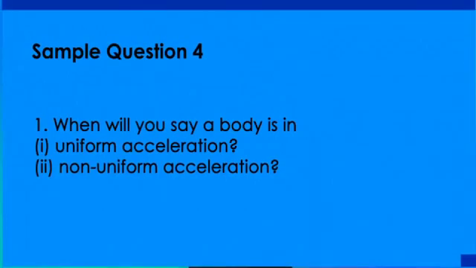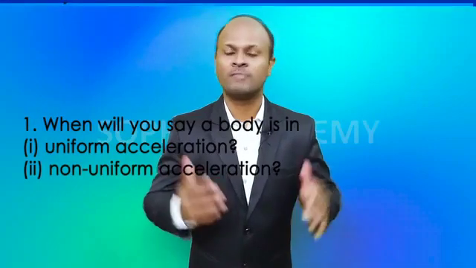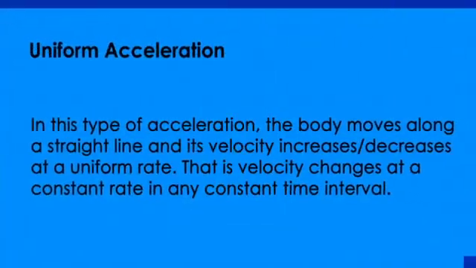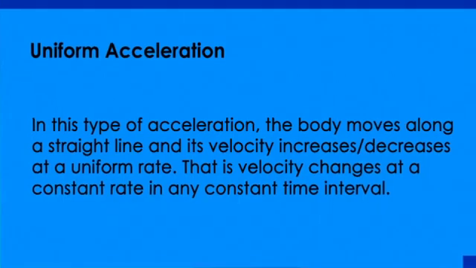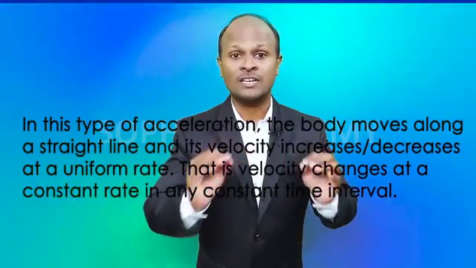Okay, I have a question for you. When will you say a body is in first uniform acceleration and second non-uniform acceleration? Yes, in uniform acceleration, the body moves along a straight line and its velocity increases or decreases at a uniform rate. That is, the velocity changes at a constant rate in any constant interval.